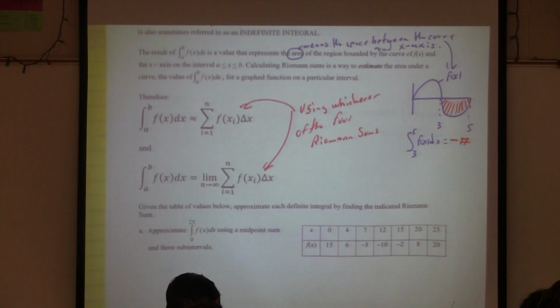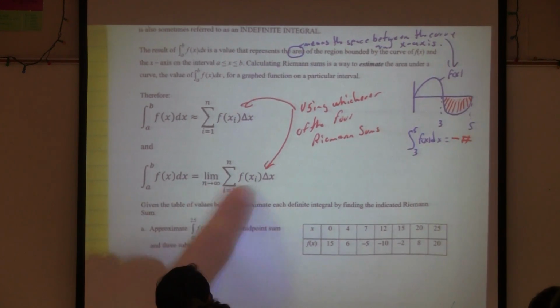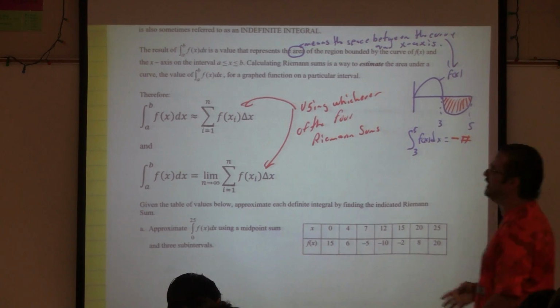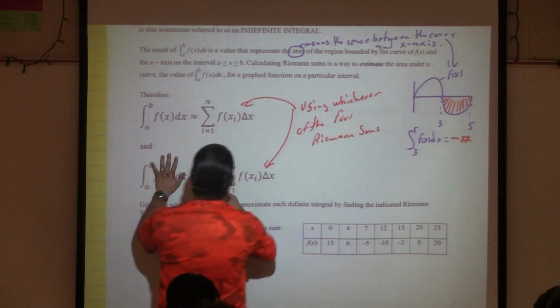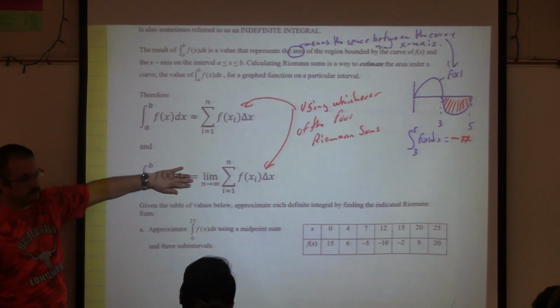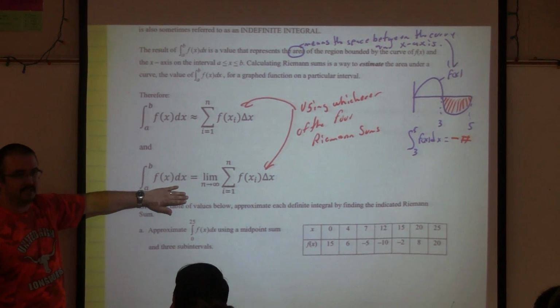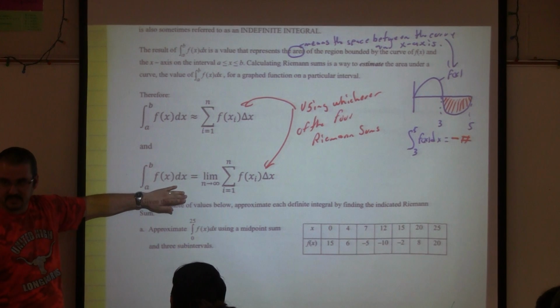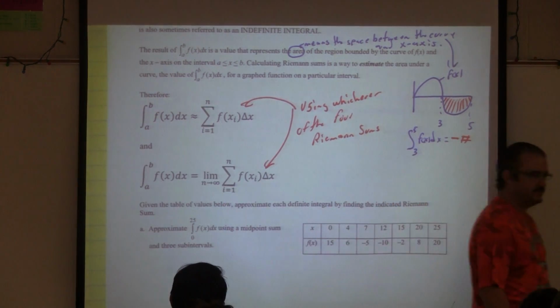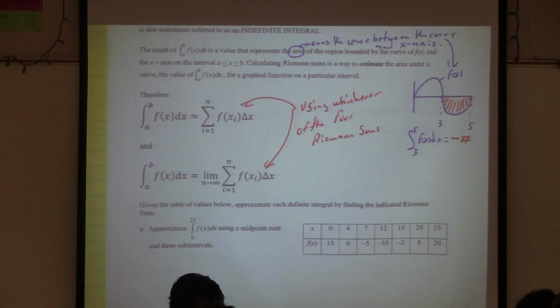Got it? The reason I'm showing you that is because there's problems on the AP test, on the multiple choice, where they'll give you a problem written in this form, and they'll ask, okay, which of the following answer choices is equivalent to this? So you need to know that it's the same thing as that definite integral from A to B. We understand? Yeah? Alright.